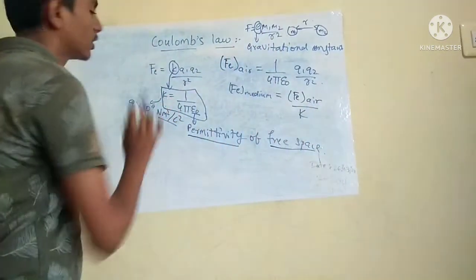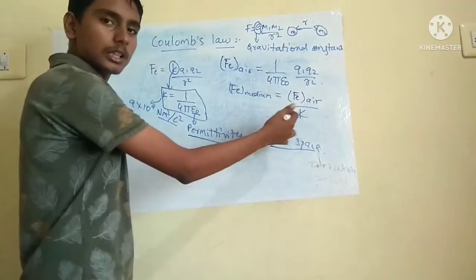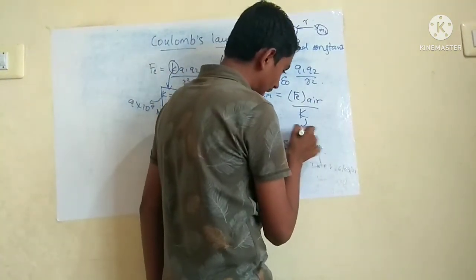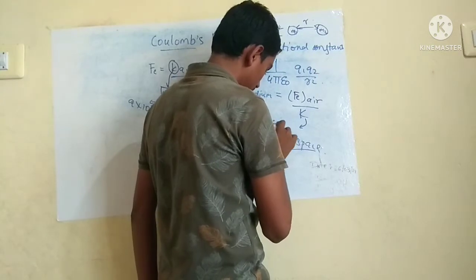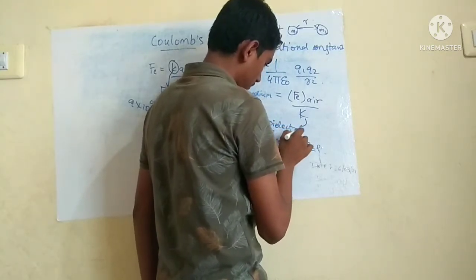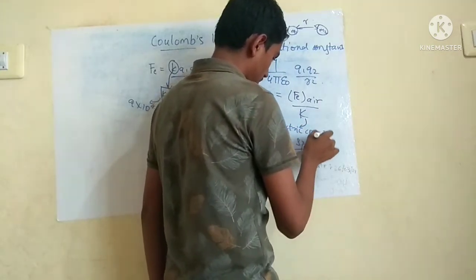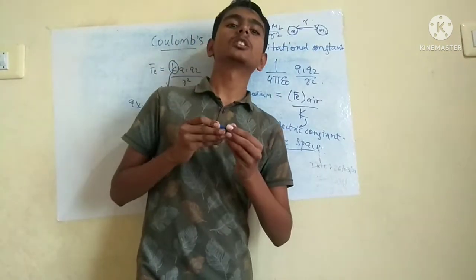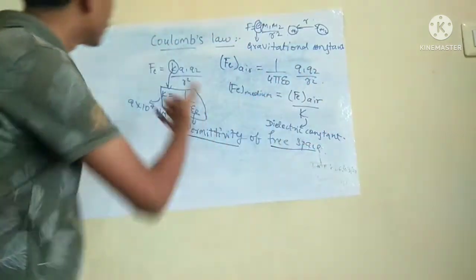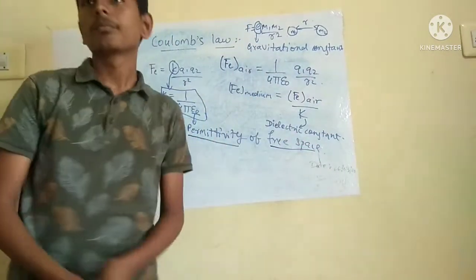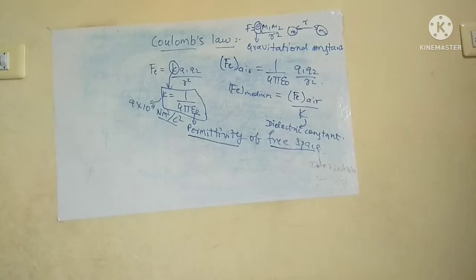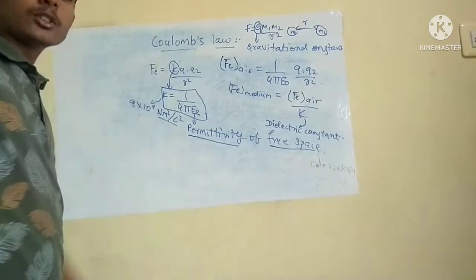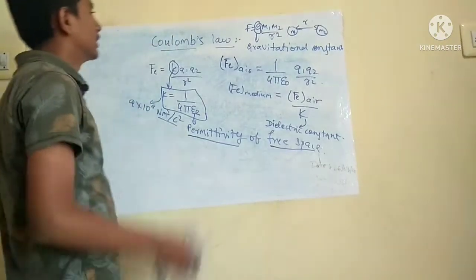This K and this k are not the same. This is small k, this is capital K. This capital K is known as the dielectric constant. What is the dielectric constant? Now let's see. Now if you want, you can copy down. Copied? Okay. If you don't want, you can take a screenshot, or otherwise you can leave it.